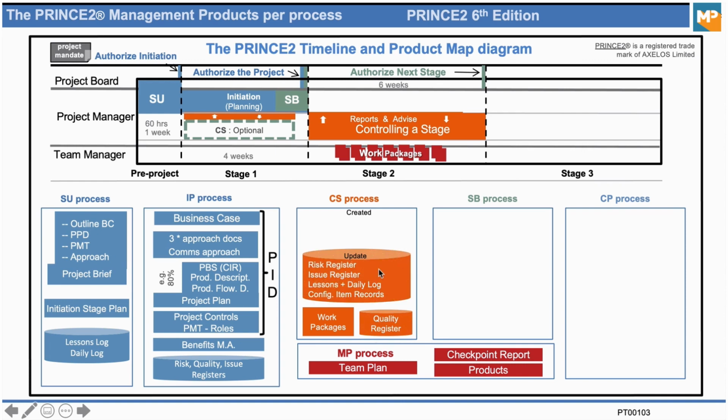Next then, on a day-to-day basis, the project manager is dealing with issues that pop up, dealing with risks that pop up. Maybe they're checking on lessons, they're updating some items in the daily log, and products are changing status all the time. So they're updating something called the configuration item records. Okay, so that's something that's day-to-day work.